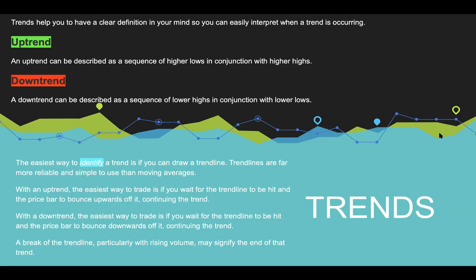Trend lines are far more reliable and simple to use than moving averages. With an uptrend, the easiest way to trade is to wait for the trend line to be hit and the price bar to bounce upwards off it, continuing the trend. With a downtrend, wait for the trend line to be hit and the price bar to bounce downwards off it, continuing the trend. A break of the trend line, particularly with rising volume, may signify the end of that trend.